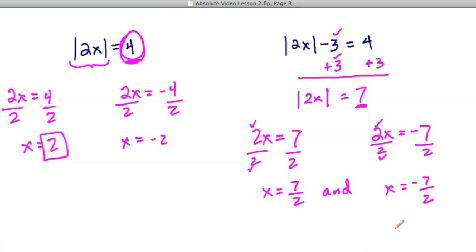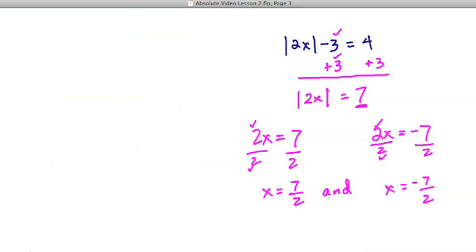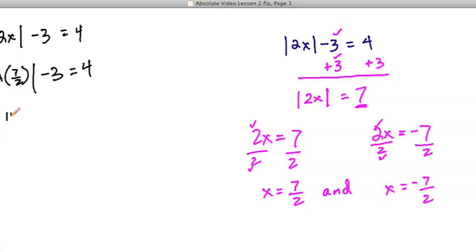Okay? And I'm just going to plug one of them in just to kind of save time to show you that it works. All right, I got the absolute value of 2x minus 3 equals 4. 2 times 7 over 2 minus 3 equals 4. Well, let's see. 2 times 7 is 14 over 1 times 2 is 2 minus 3 equals 4.